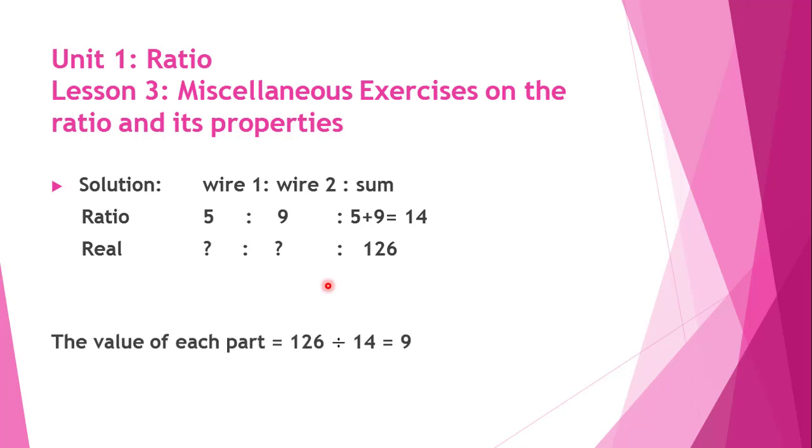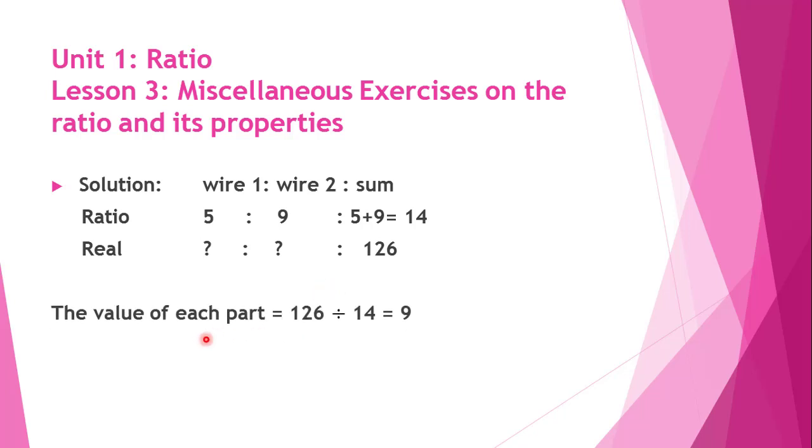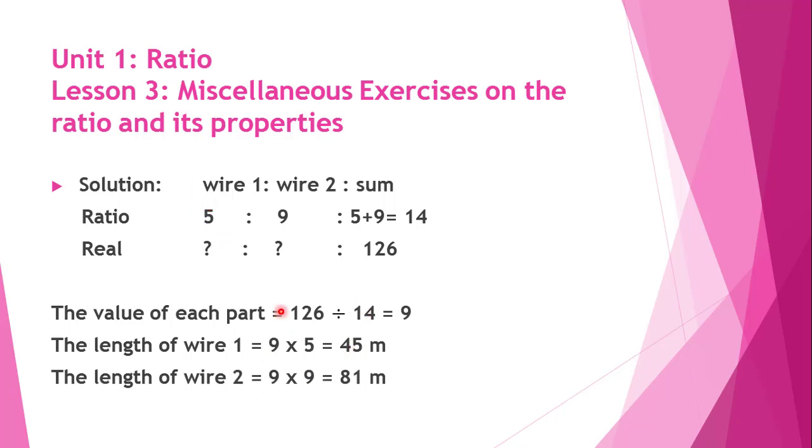Okay, let's do it together. We said before the value of each part is 9. The length of the first wire is 9 times 5, which equals 45 meters. The length of the second one is 9 times 9 under wire 2, which is 81 meters.